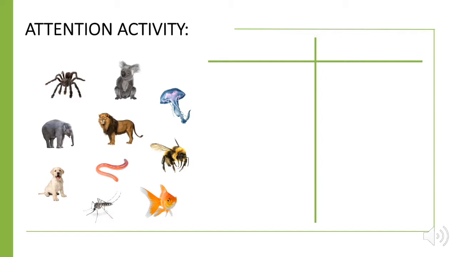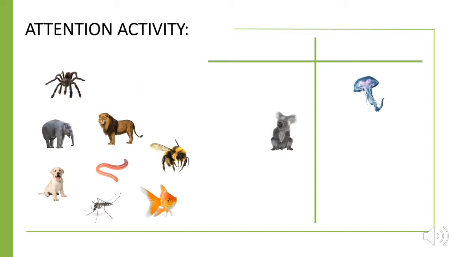I'm going to drag these animals to the other side of the page and put them in this chart, and I'm going to sort them, one kind of animal in one column and another kind in the other. And you try to think about why the animals are grouped together. What do they have that is the same on their side, and how are they different from the animals on the other side?